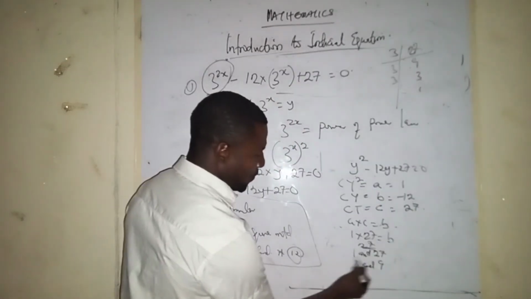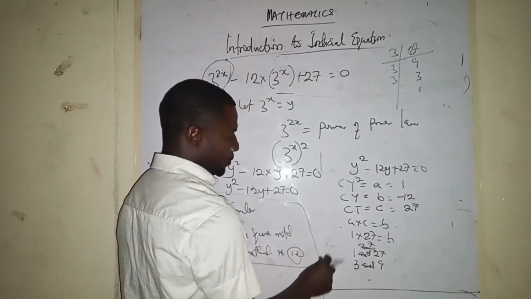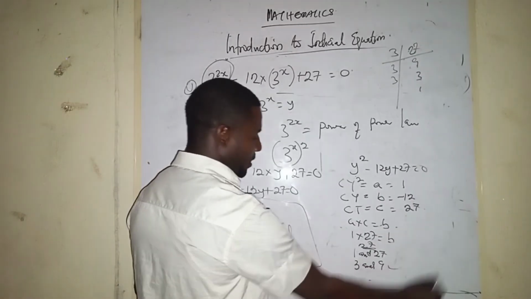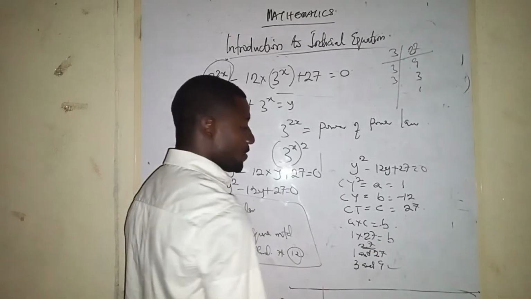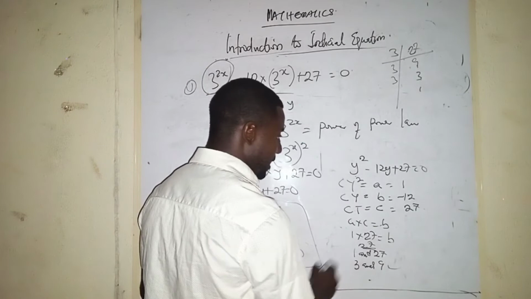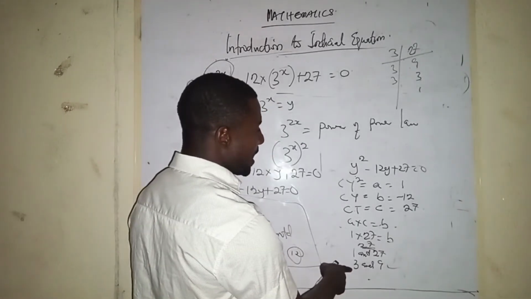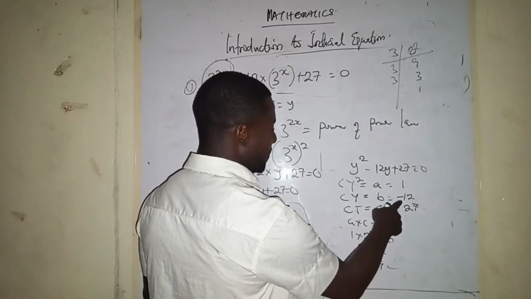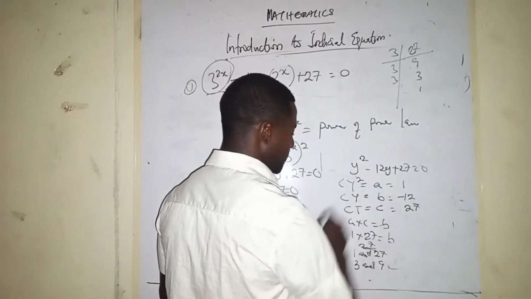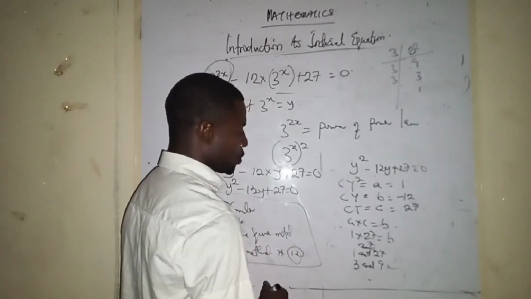So of these two pairs we have here, which one of them will give us 12? That will be 3 and 9. 1 and 27 can never give us 12, no matter what you want to do. But 3 and 9 will give us 12. Now, we needed a negative 12. A negative 12. So what do we do?